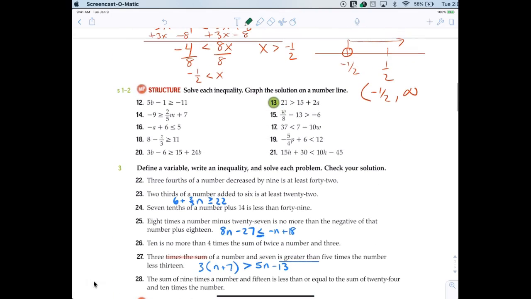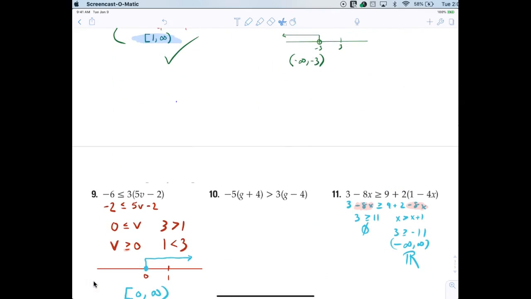All right, let me do 18 and 19 now. And it's good because they're fractions.